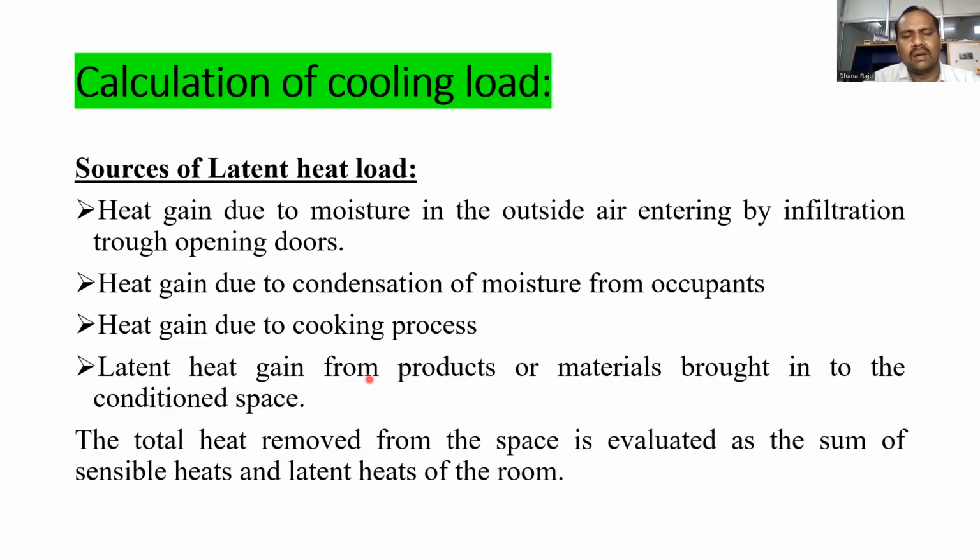Once we evaluate all the sources that come under sensible heat and latent heat, the total heat expected from the room is evaluated as the sum of sensible heats plus the sum of latent heats. So the total heat removed from the space is nothing but the cooling load of the room, evaluated as the algebraic sum of sensible heat loads and latent heat loads. So if you measure the sensible heat and latent heat of the space, it is nothing but the total heat of the space. Based on that, we can evaluate and estimate the size of the air conditioner required for that room.